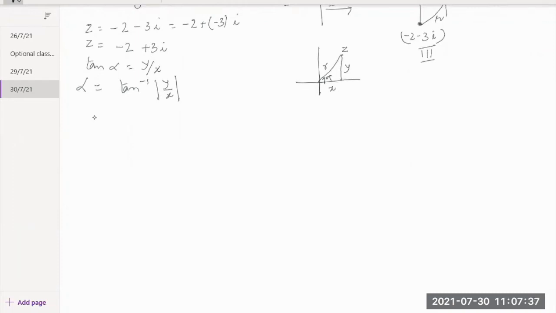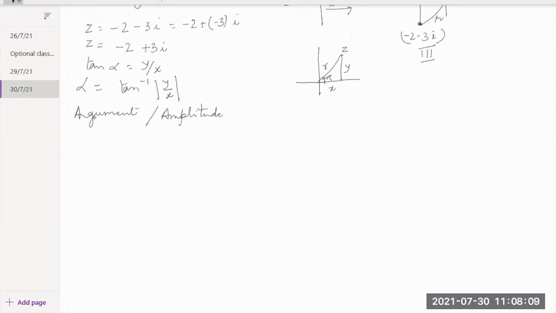Just now remember that alpha over here, or the angle between the line and the x-axis, will be represented as tan inverse of y by x. So this is a new thing which we've learned now. Now what is this alpha? Let's give it a name. This name is argument, or amplitude.